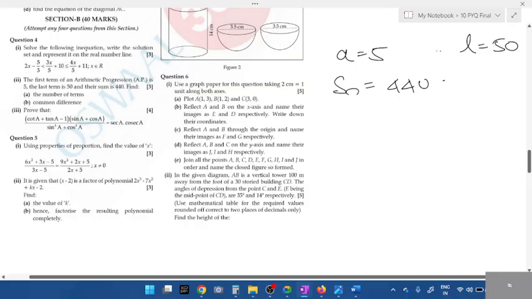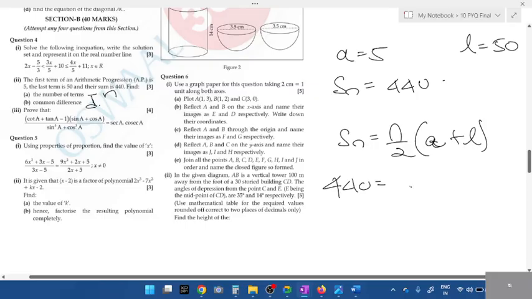So when the sum is given, l and a are given. Find the number of terms. You need to find n and d, the common difference. S of n is equal to, what's the formula, students? n by 2 into a plus l. Yes, correct. Tell me the answer. Sum is 440. n value as it is. We need to find a plus l. What is a value? 5. 5 plus l. Calculate it. Be quick.